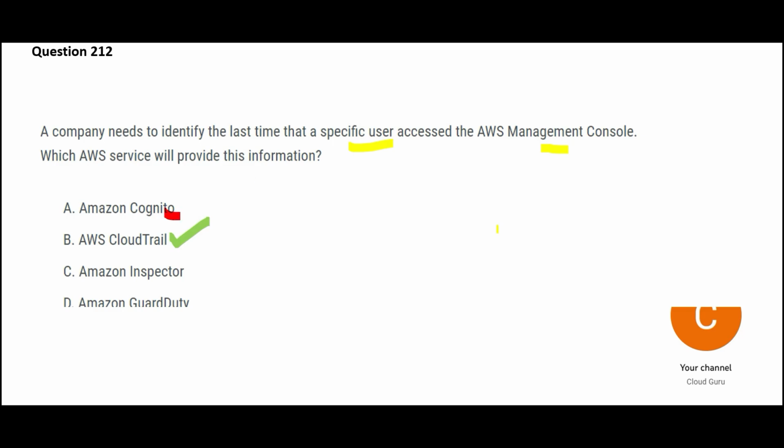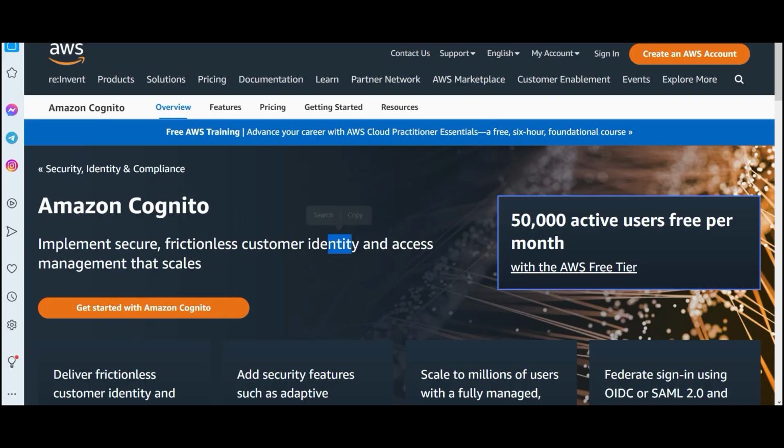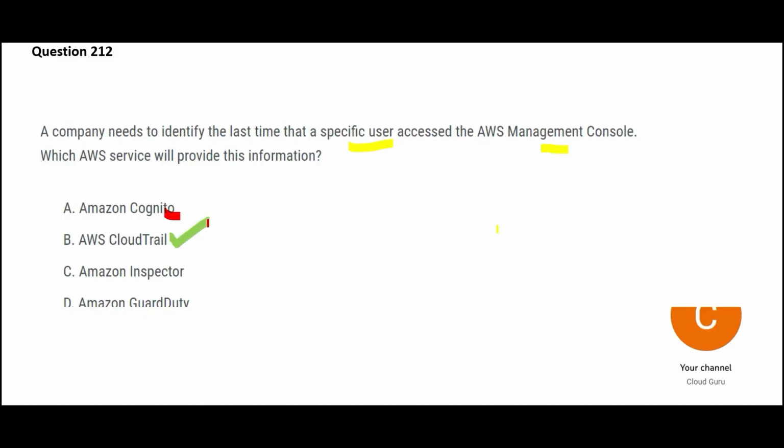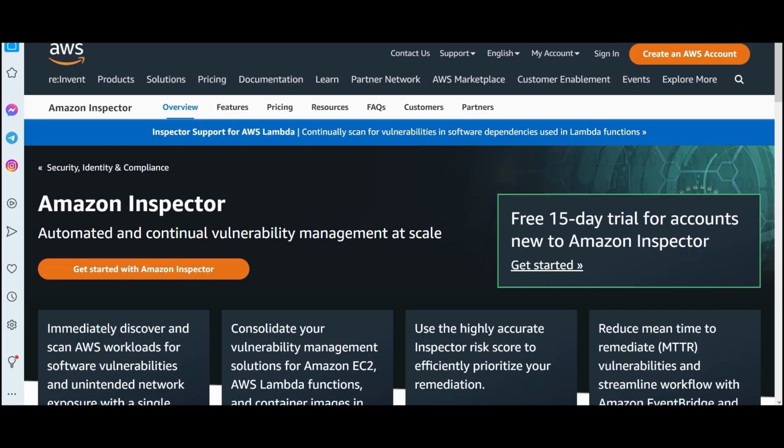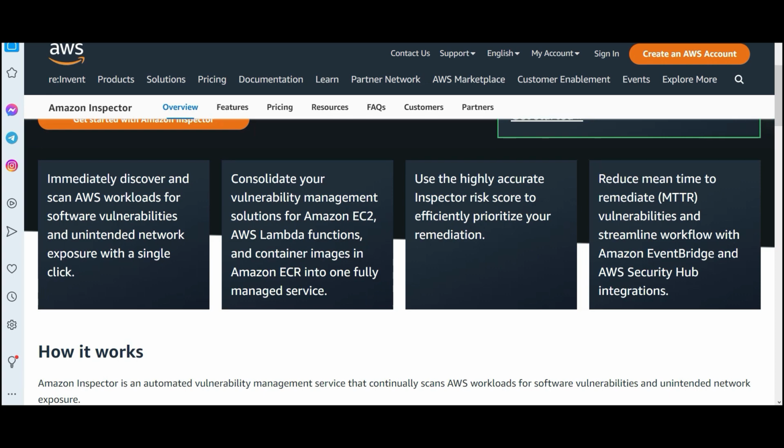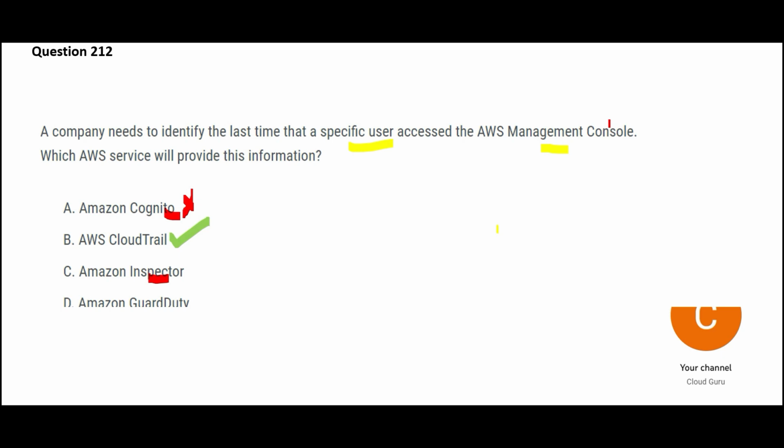Now Cognito is a security solution. It is used for identity and access management, similar to IAM. The question does not tell you to provide access or deny access. This is wrong. Inspector, it is just like a cop or a police. It will help you with vulnerability management. It will immediately scan and tell you unintended network exposure. Like in your apartment complex, which gates are open, which gates can be compromised and thieves can get in. Inspector will tell you that.